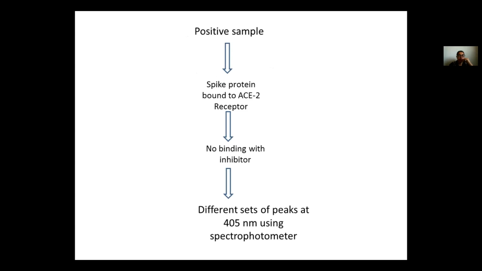So if a person is COVID-19 positive, his sample will contain spike proteins bound to the ACE2 receptors. So there will be no active sites remaining for the binding of the inhibitor. So we will obtain different sets of peaks at 405 nanometer using the spectrophotometer.